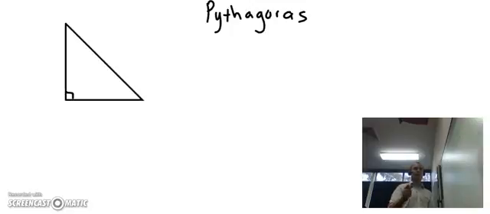Let's have a look at Pythagoras. Now remember, we must have a right angle to be able to do Pythagoras. And as we've talked about previously, the opposite side to the right angle is the hypotenuse.